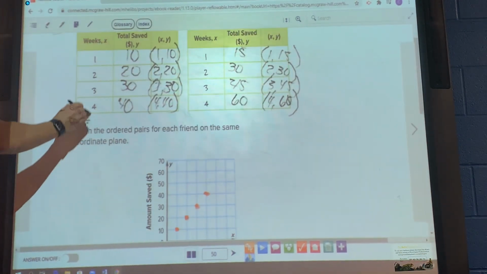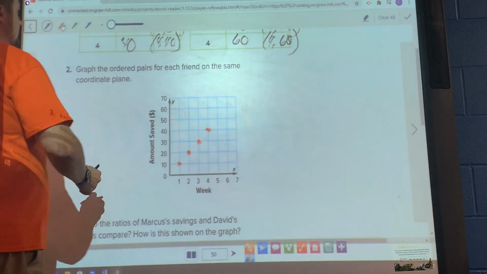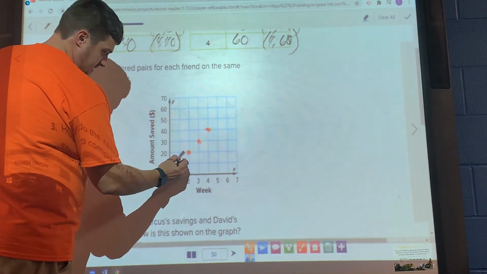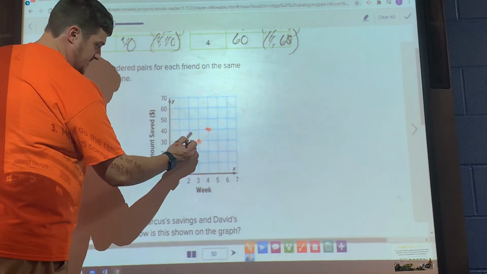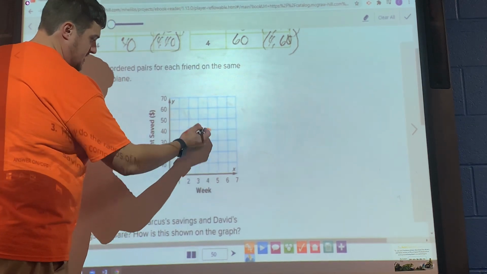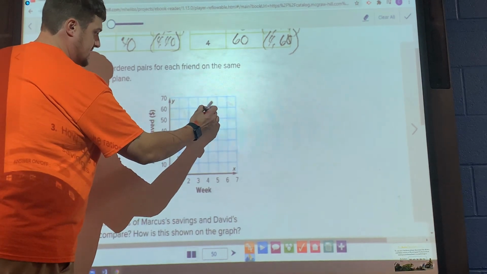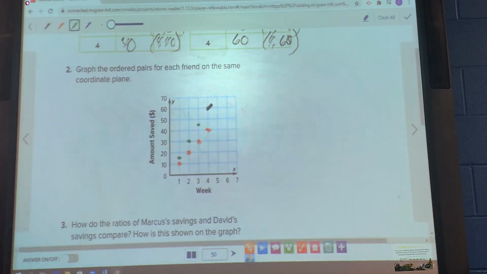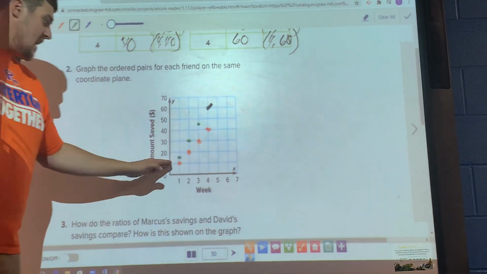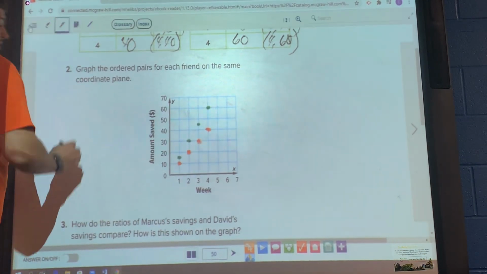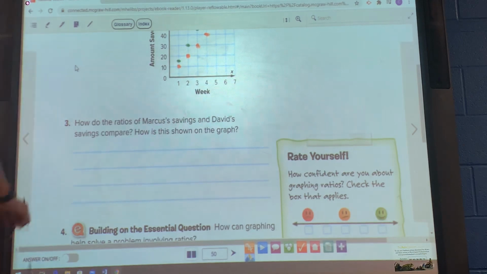Now I'm going to do David next in green. David was $15 each week. After 1 week he had $15, 2 weeks we had 30, 3 weeks we had 45, and then 4 weeks we had 60. So we have David, that's green, and Marcus is red. If you look now at number 3, how do the ratios of Marcus's savings and David's savings compare?